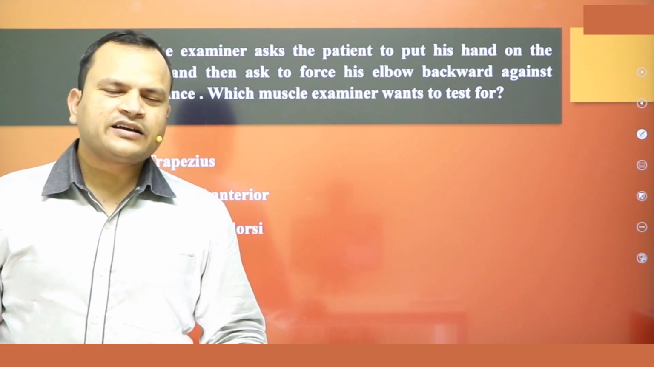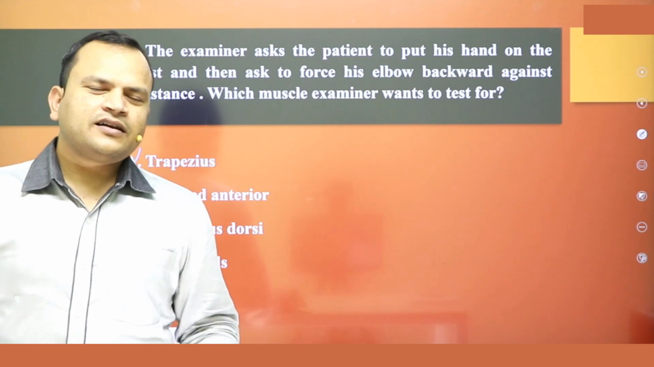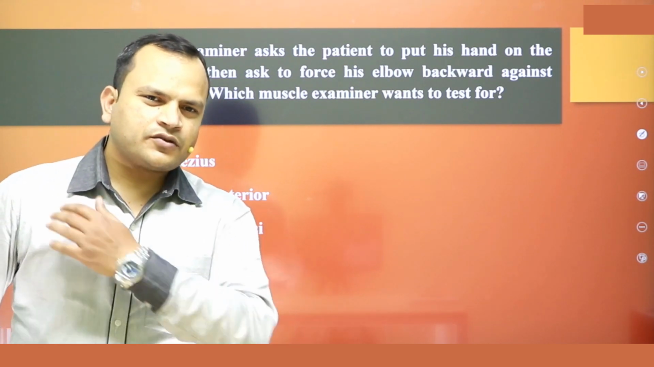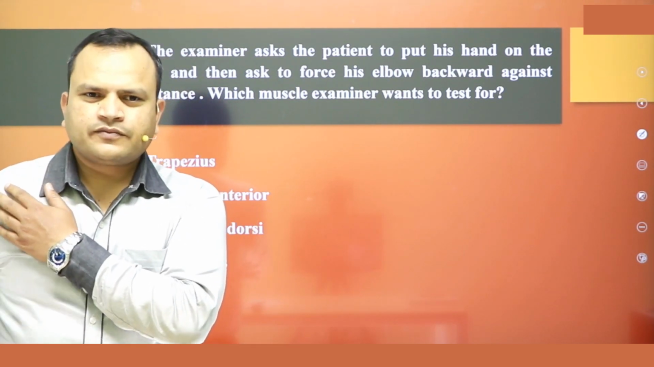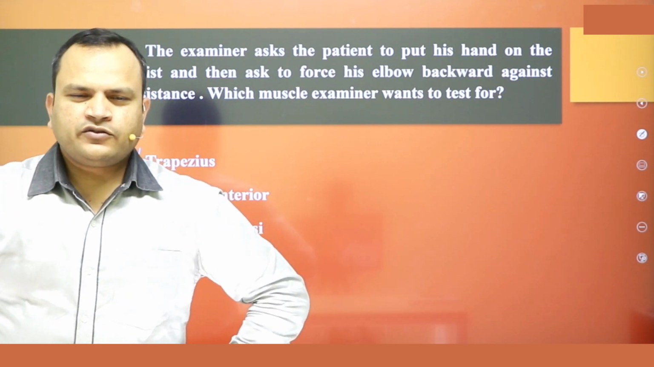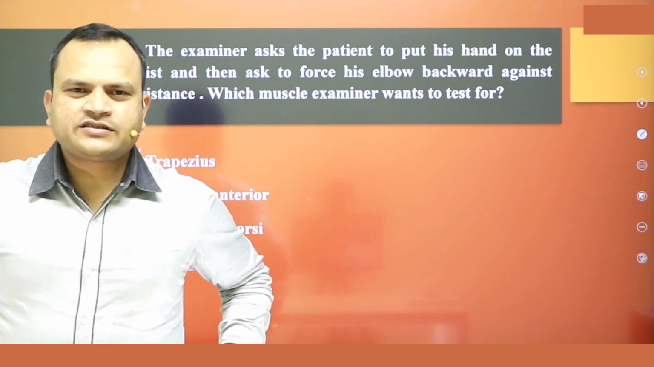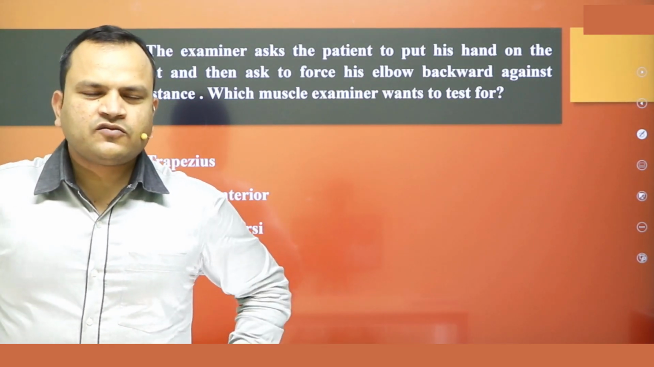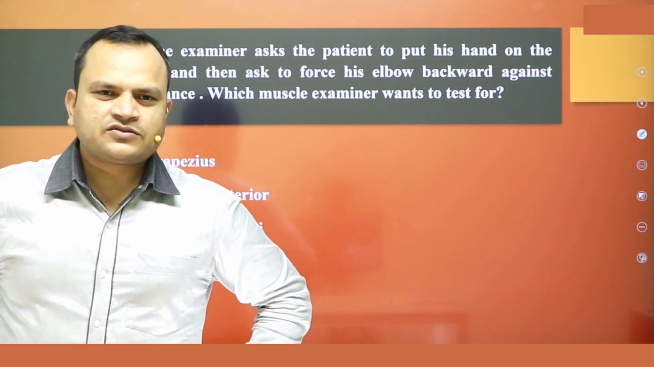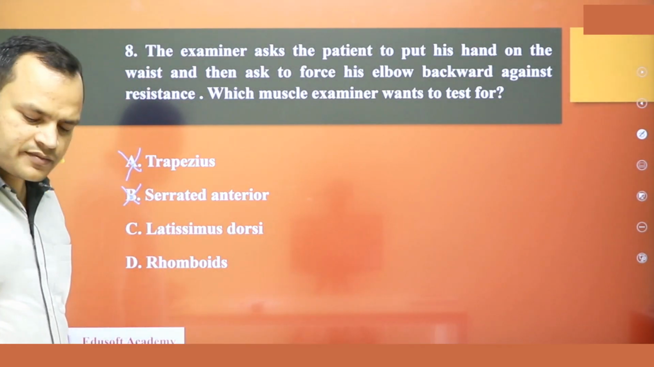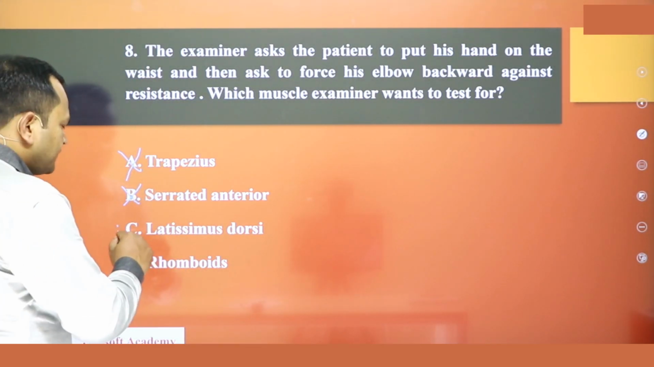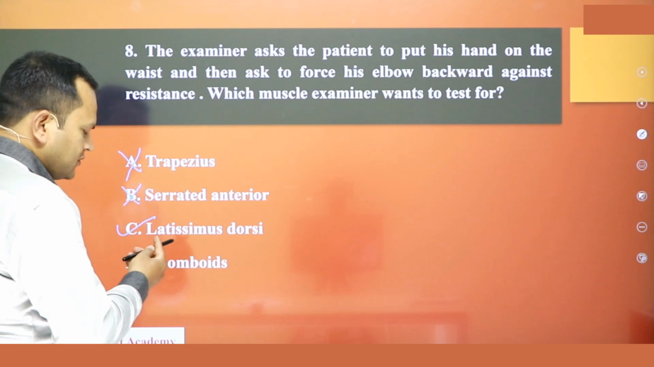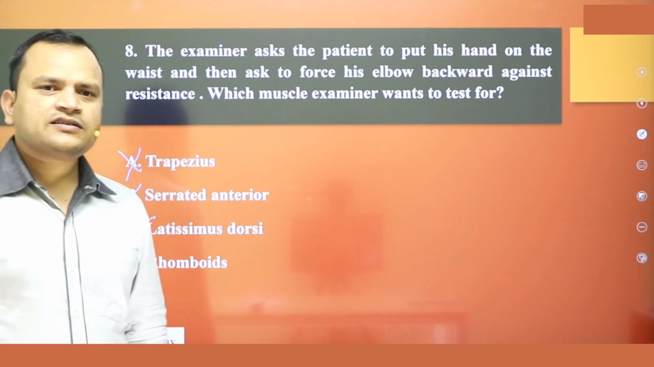It arises from the iliac crest and is inserted in between the bicipital groove, right up here. So it is usually the posterior extensor of the shoulder joint. So when we do it under resistance, we are activating the latissimus dorsi. So latissimus dorsi is the right answer.